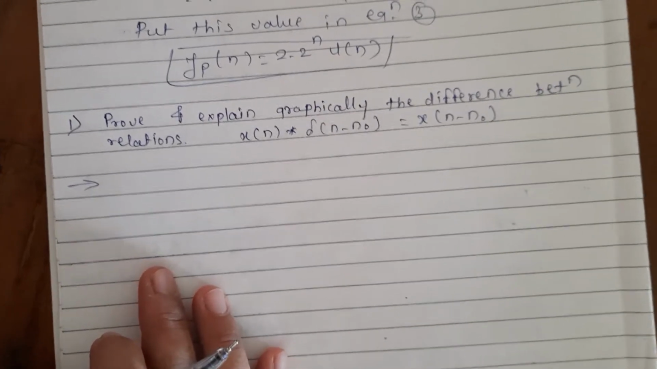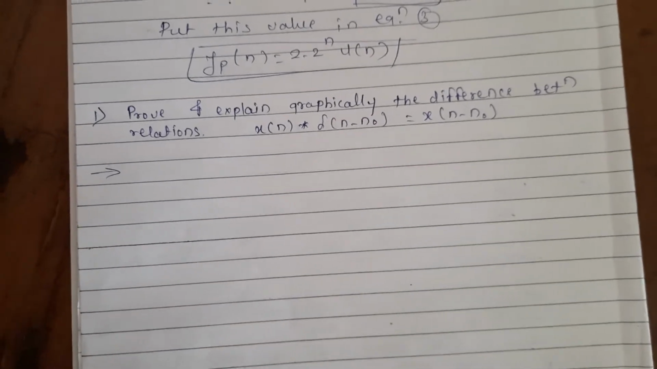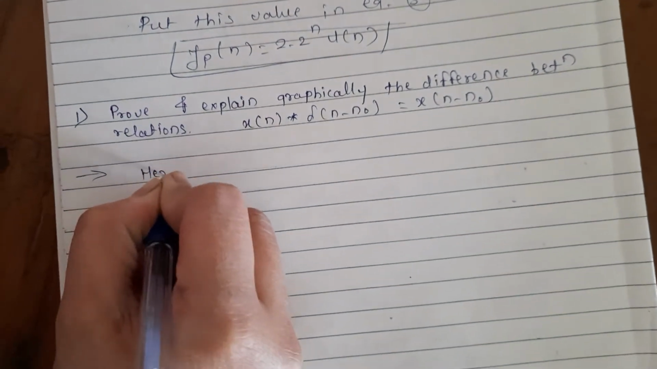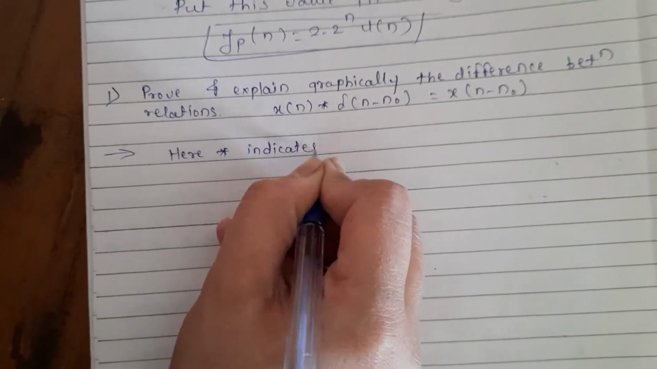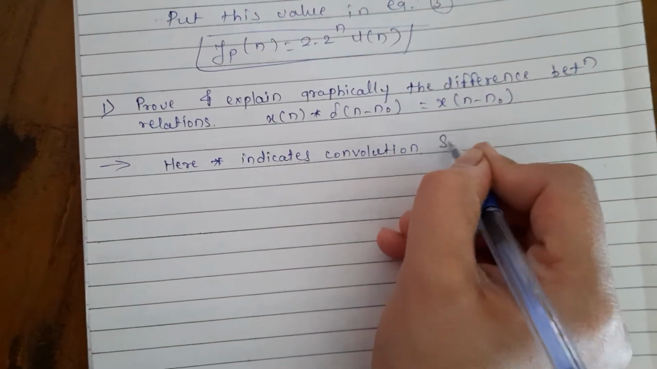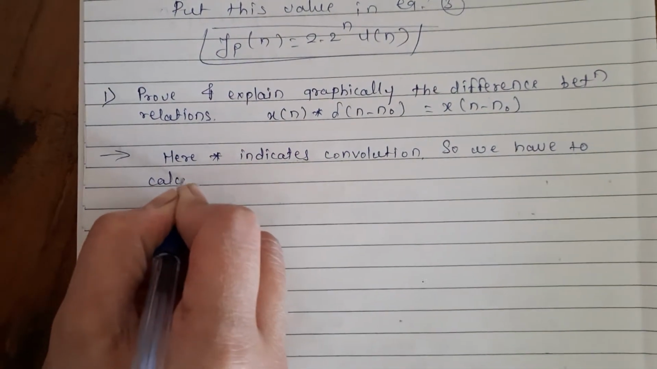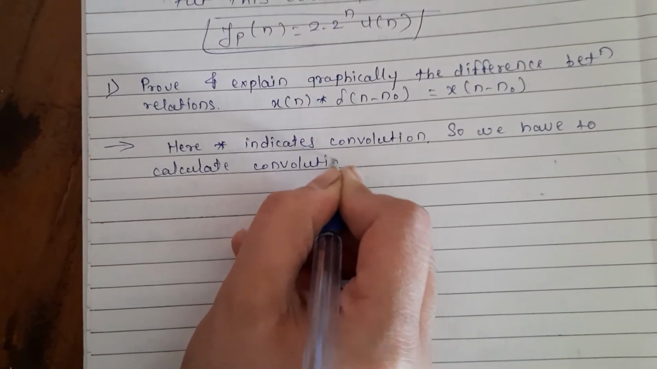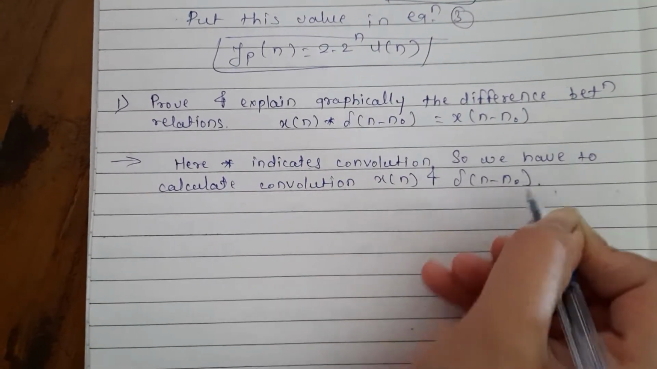Prove and explain graphically the difference between the relations x(n) convolution delta(n minus n0) is equal to x(n minus n0). Now here, this symbol we write here indicates convolution. So we have to calculate the convolution of x of n and delta of n minus n0.